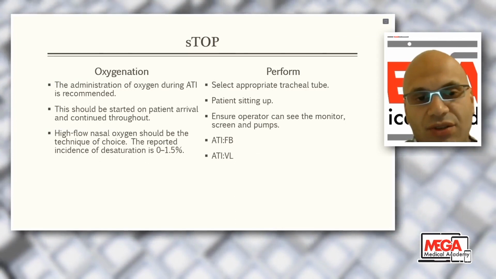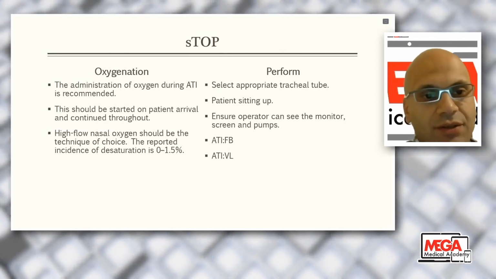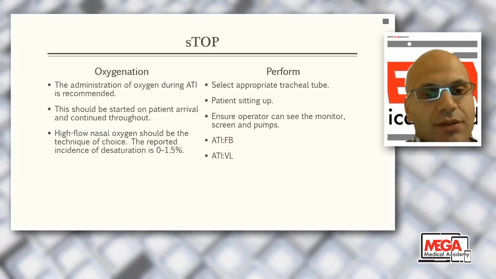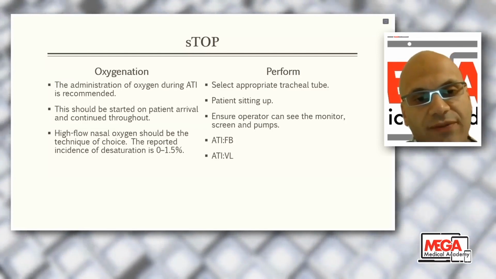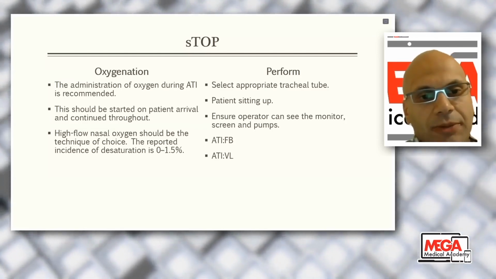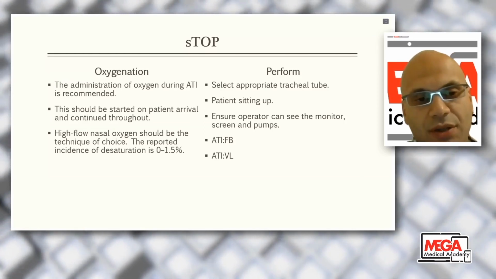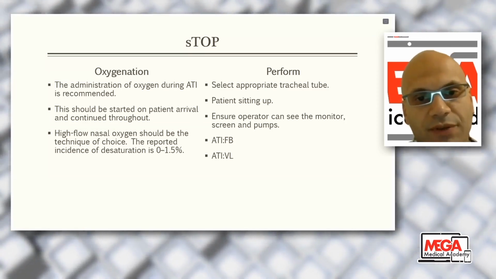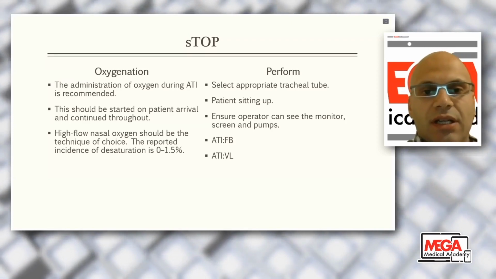It should be started as early as possible, once the patient arrives in the theater. We also recommend using high flow nasal oxygen from 30 to 70 liters. The reported incidence of desaturation with this is 0 to 1.5%, which is very low.